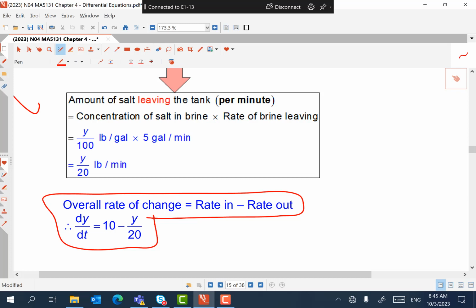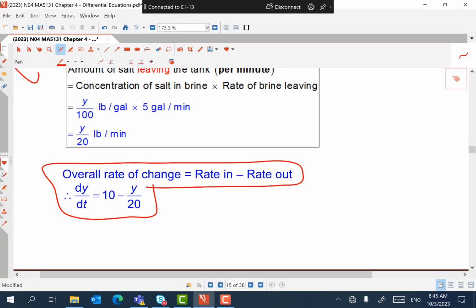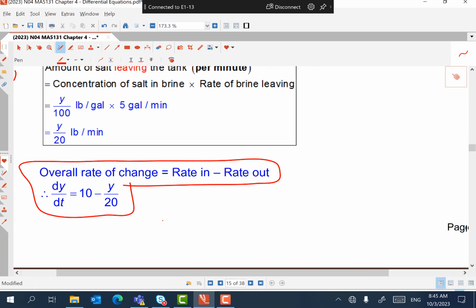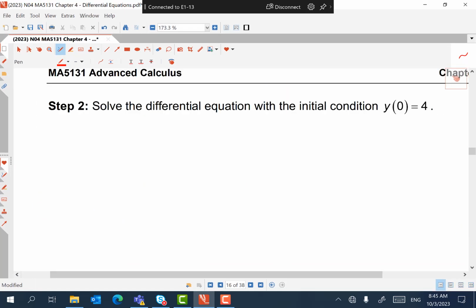Okay, in any case, this example goes to show that if you are able to model the entire phenomenon as a DE, you can now literally solve the DE. Now, how do we solve the DE? The DE that we had was actually this: 10 minus 5y over 100. Okay, let's hear from Chen Yen. How do you think we can solve this DE?